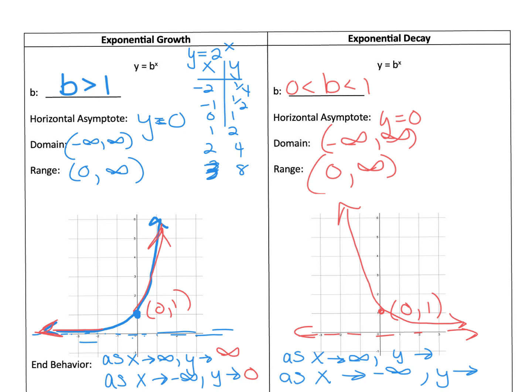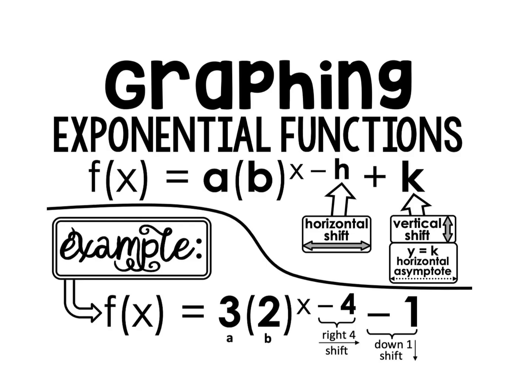The end behavior is just a little different. As x approaches positive infinity, the graph is approaching 0. But on the left side, as x approaches negative infinity, as we move to the left, the graph goes up towards positive infinity. So those are the general exponential growth and decay functions. We're going to use transformations to graph other exponential functions.